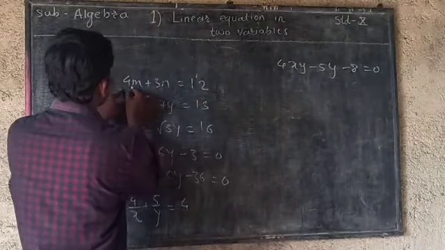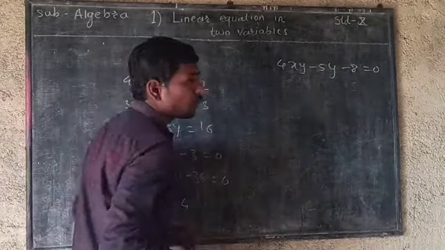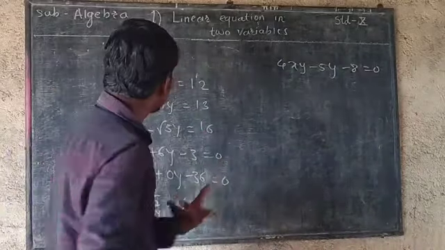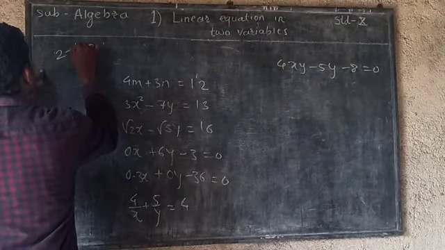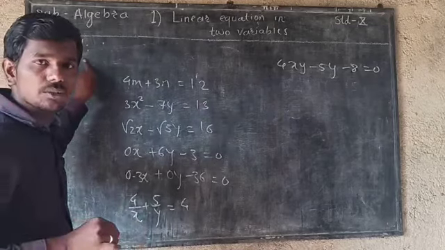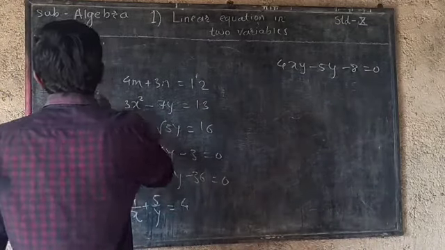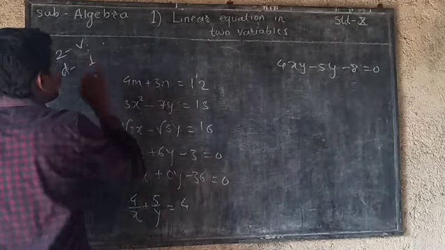So the first, 4m plus 3n is equal to 12. What are our conditions? The conditions are two variables. We want two variables, and the degree will be 1.